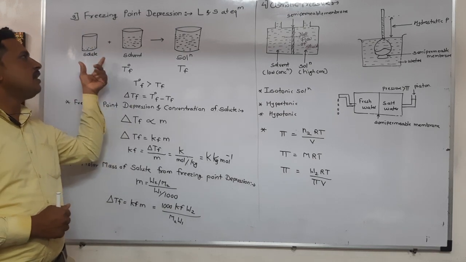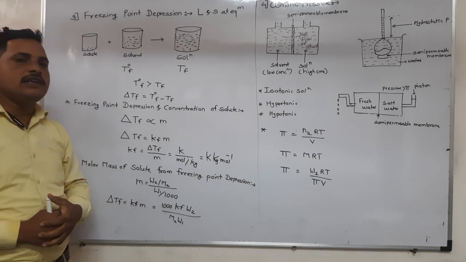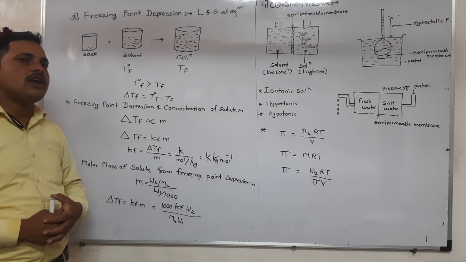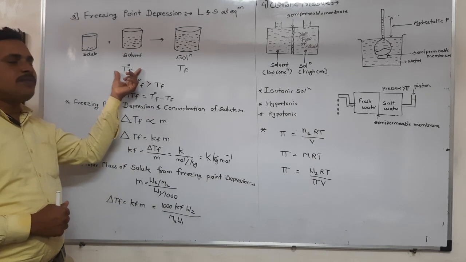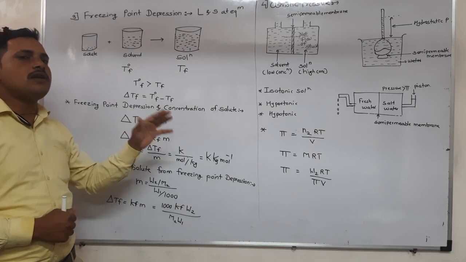Take an example. When a non-volatile solute is added to a pure solvent, it forms a solution. At that time, when the solution is formed, the freezing point of the solvent is decreased, or depressed, or lowered.